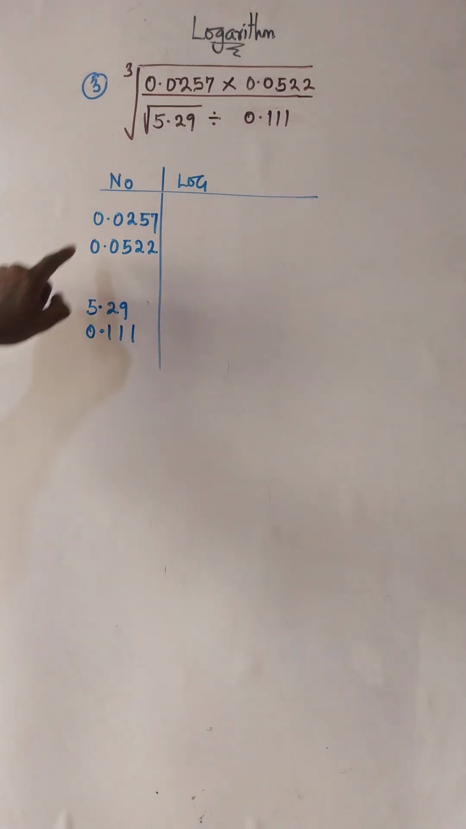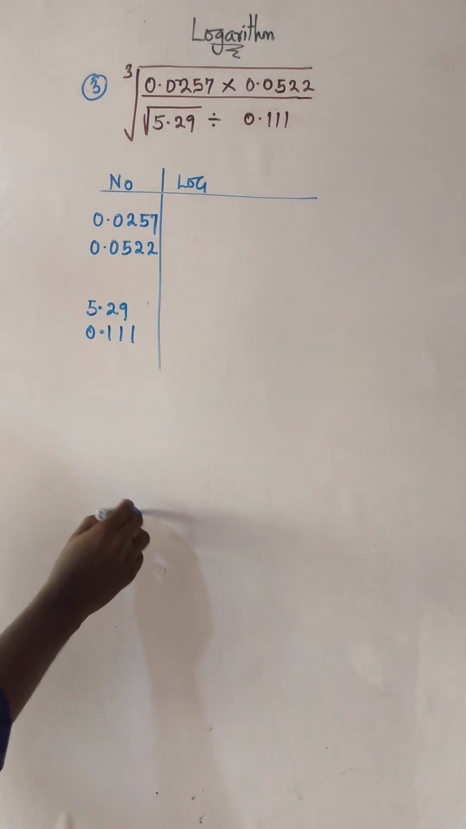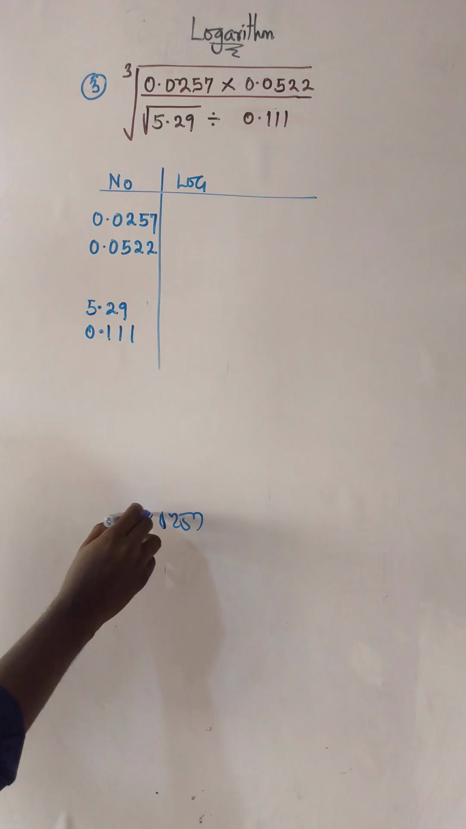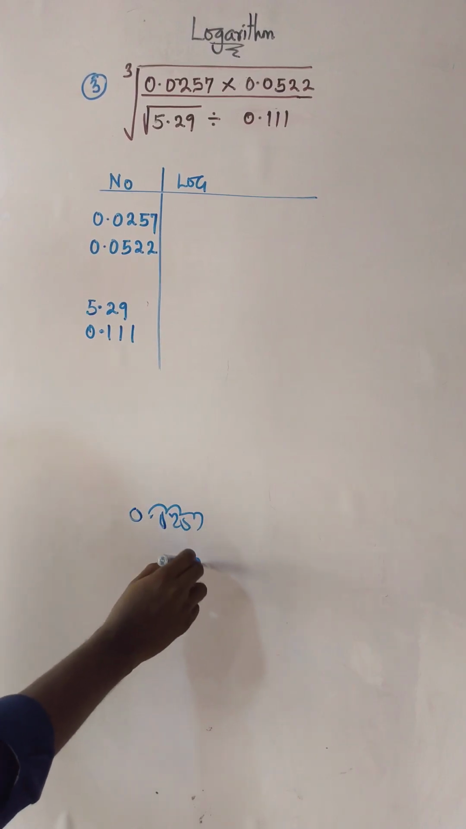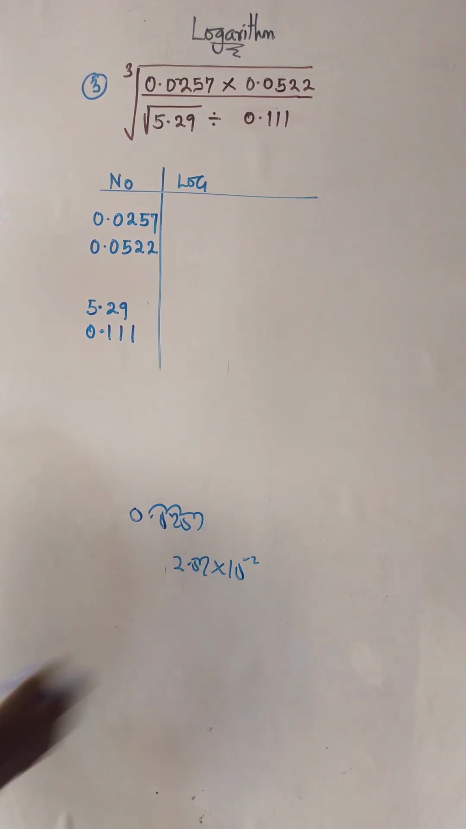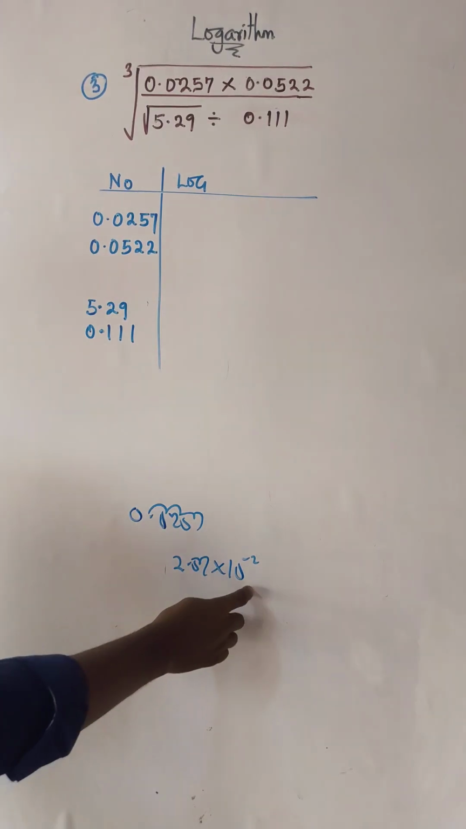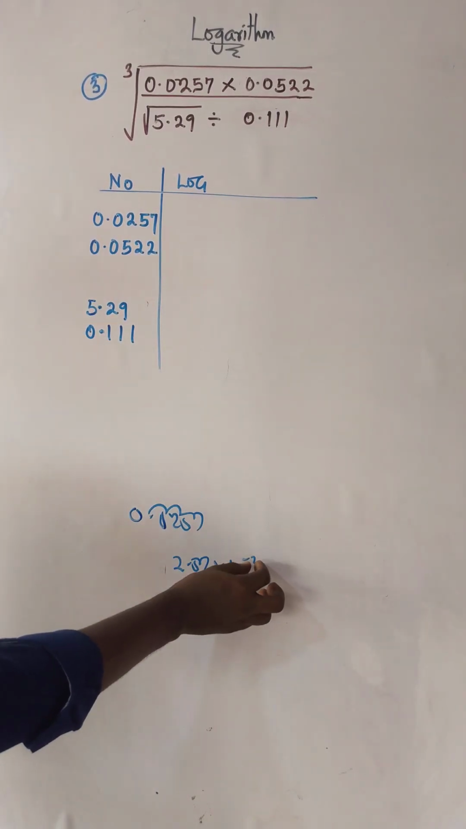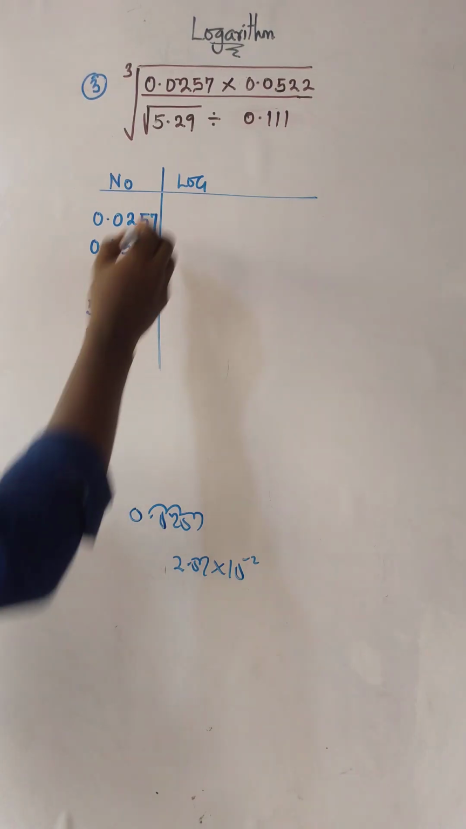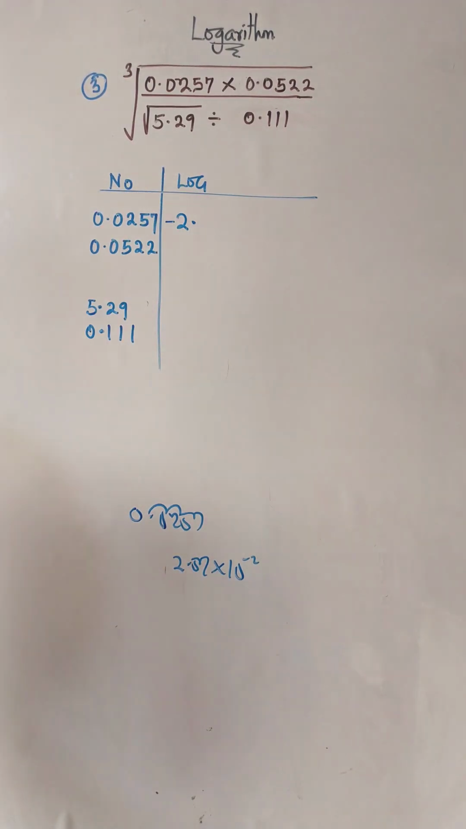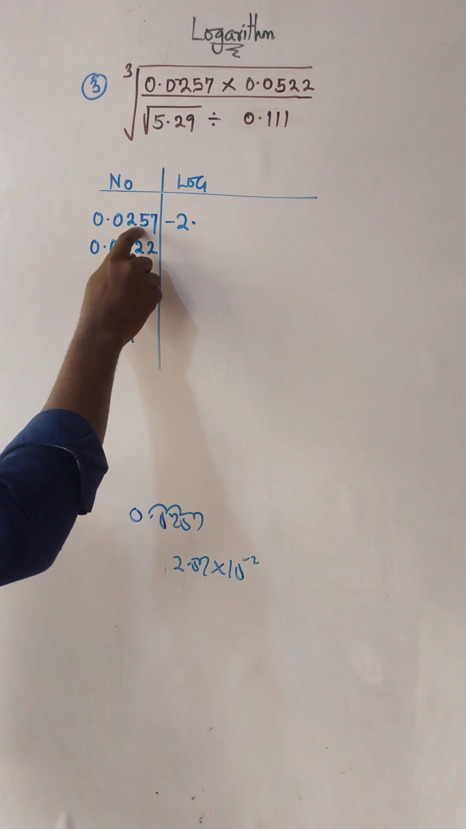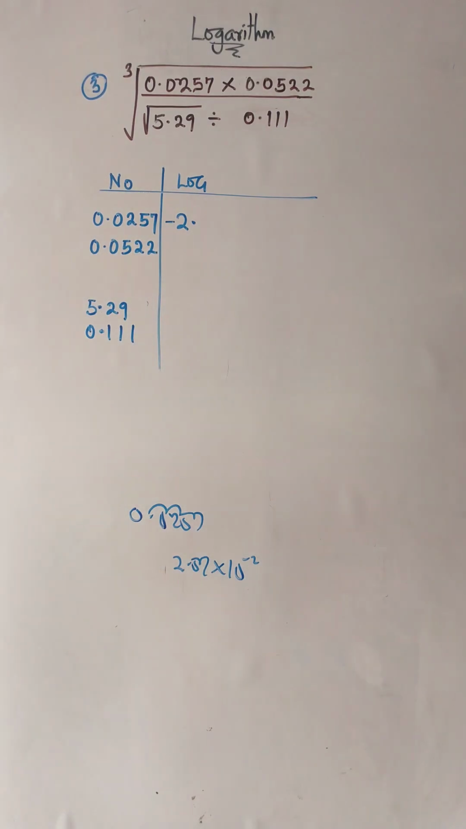For this one, in standard form, if we have 0.0257, that's 2.57 times 10 to the power minus 2. When we shift to the right, it's going to be minus 2. So the power here is minus 2, and we are going to write it here. Point, then we'll check 25 under 7. 25 under 7, and that is 4099.